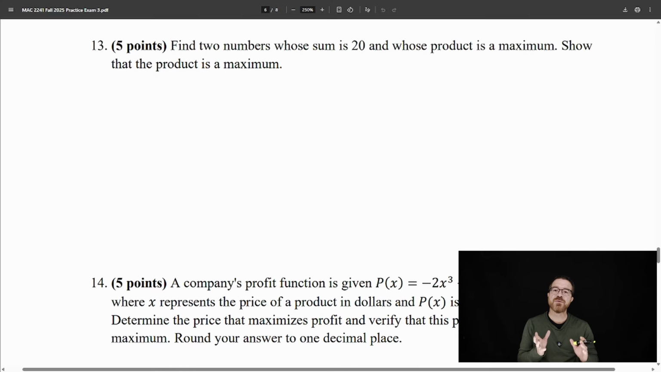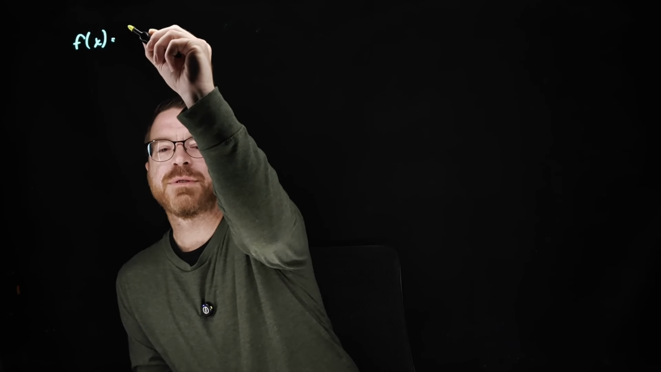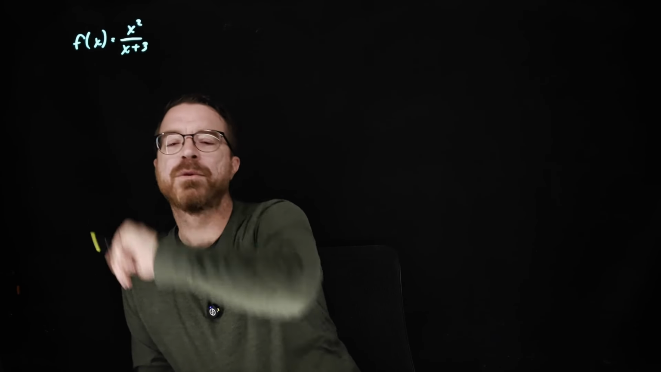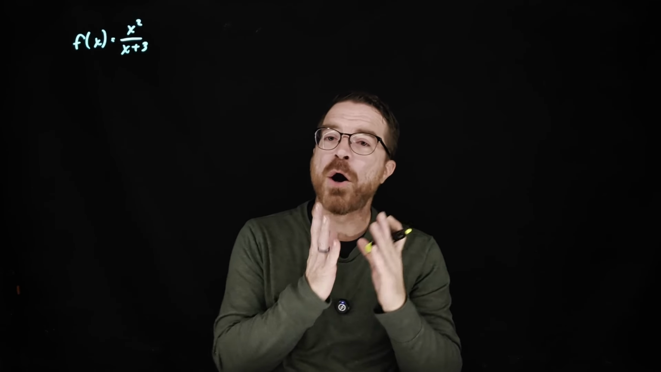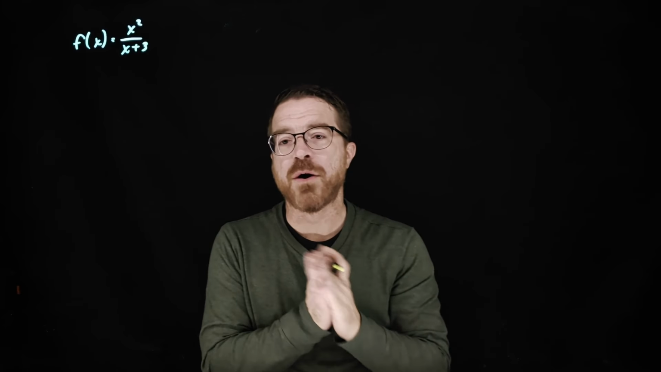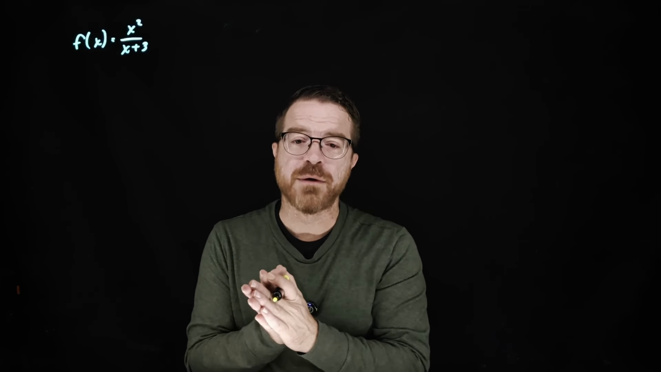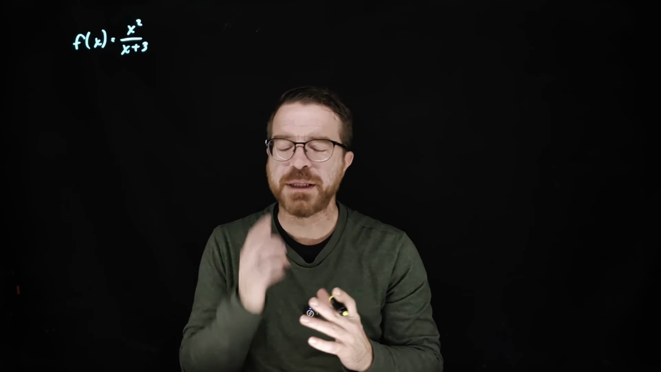Problem 6 says to find the critical numbers of the function, and if it does not exist, put DNE. So our function in question is f of x equals x squared over x plus 3. So if you remember, our critical values are where our derivative does not exist, or where it is equal to 0. Or if we had boundaries, it would be at the boundaries.